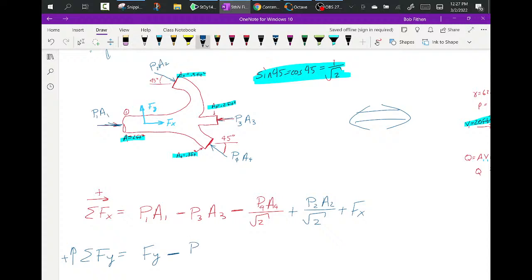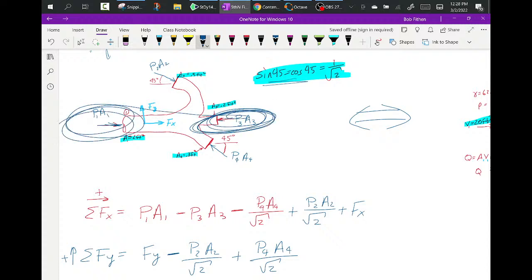So it is P2A2 over square root of 2. Again, if you had something besides a 45, you'd have to deal with sines and cosines. This one points north. So it's a positive. P4A4 over square root of 2. And that's it, because this, no Y component, and that, no Y component.